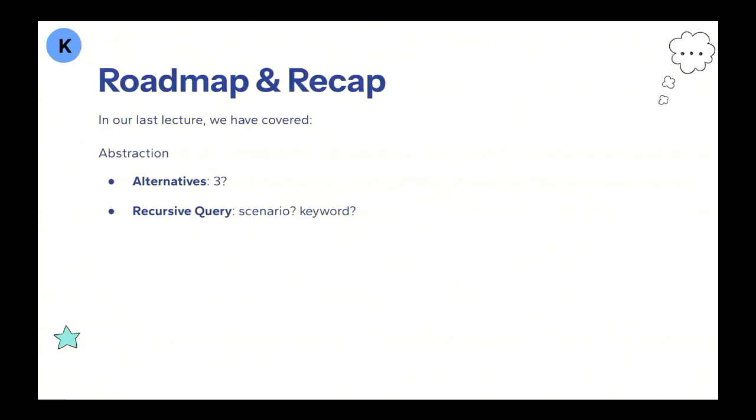And for recursive queries, we have two key concepts. First, we need an initial state, just like how we write a recursive function. We need an initial query that would help us to set up the initial state. And we need another query to update the state, and that will terminate the recursion. So these are the key concepts for recursive query.